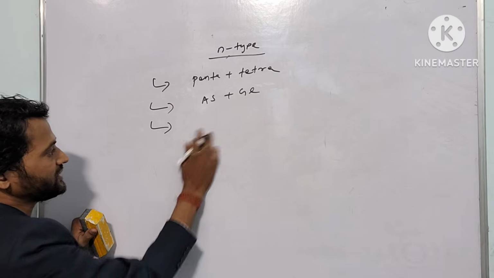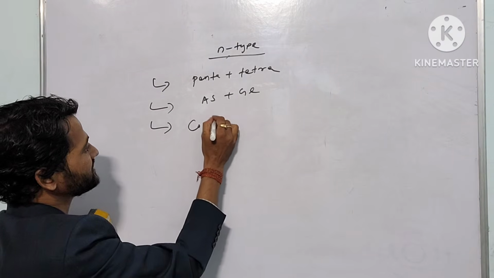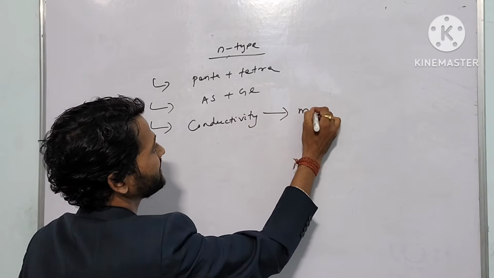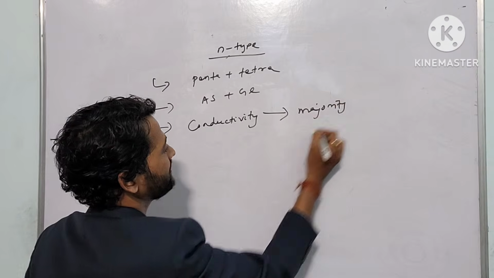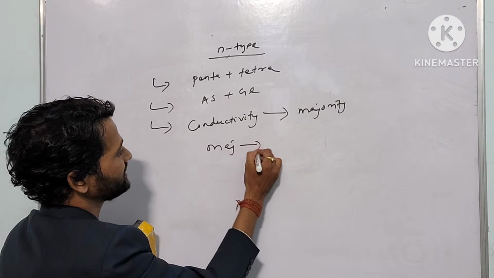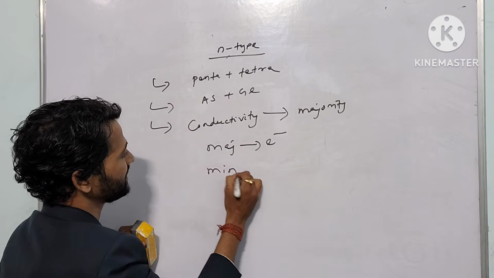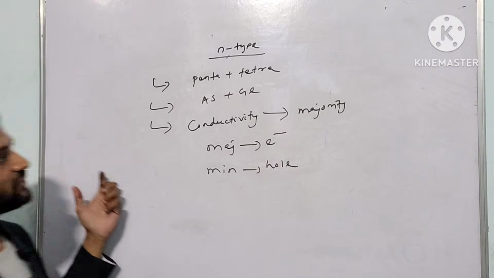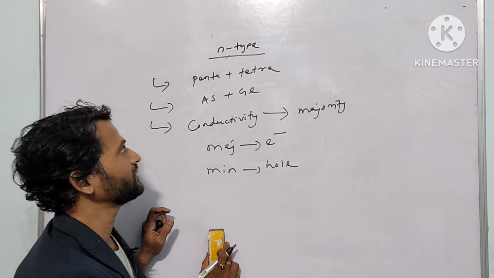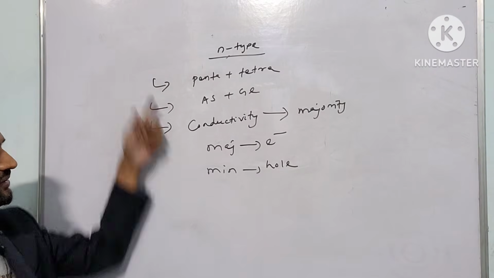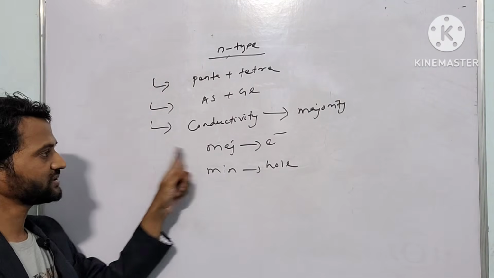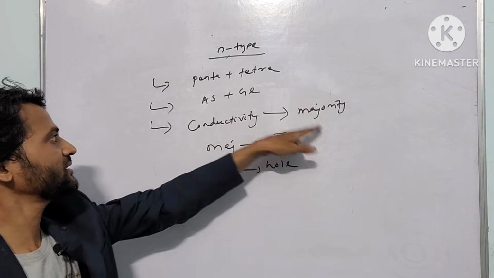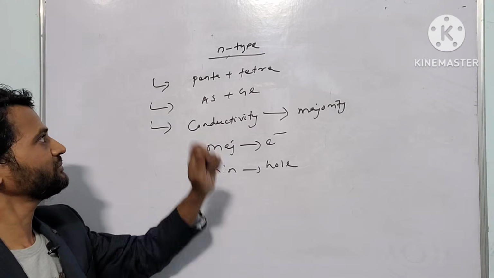Is it clear? Next is conductivity takes place due to majority charge carrier. So here majority charge carrier क्या है? Majority charge carrier is electron, minority charge carrier is hole. Is it clear? So question आ सकता है, what is the difference between P type and N type semiconductor? In case of N-type semiconductor, you can note down these 5 points: majority charge carrier electron, minority charge carrier hole, conductivity takes place due to majority charge carrier. Example is like arsenic plus germanium.